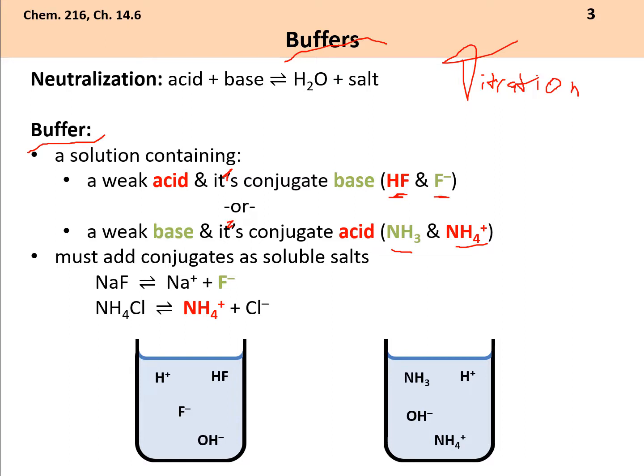Okay? Now, a lot of times, I should notice that when we produce these buffers, we actually put the ions, those conjugates in there, as an actual salt, right? So if I put NaF into water, anything with sodium is soluble, so I'm going to get F minus out of it. And if I put NH4Cl, ammonium chloride, in water, I'm going to get ammonium ion out of it. Okay. The reason for this is it's impossible to have NH4 plus by itself. It's just not possible. I have to have something that is negative, such as ammonium chloride.